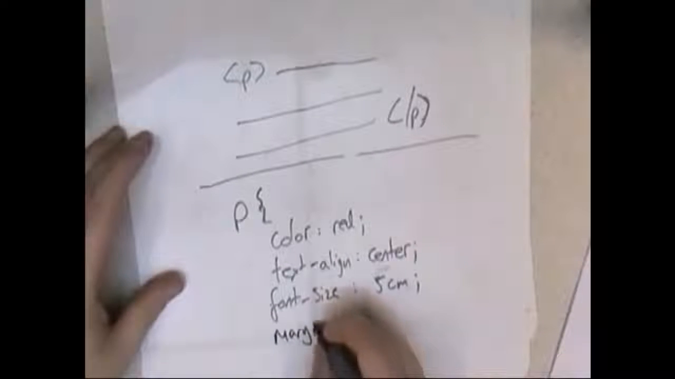Font size, I could say it's going to be 12 pixels. I could say it's going to be 14 points. I could even say it's going to be 5 centimeters tall. There's a number of different ways you can do it. Again, semicolon. And you can also add one of my favourites, margin-left, and you can see use margin-right and things like that.